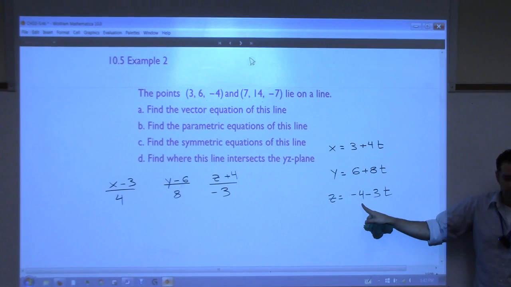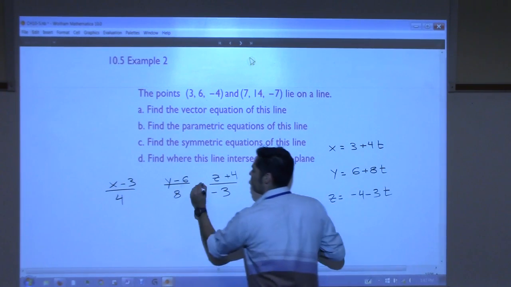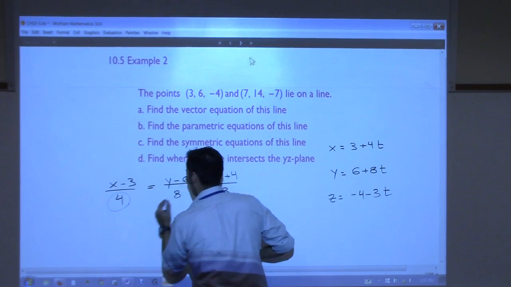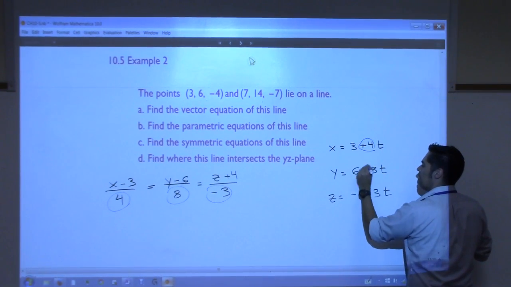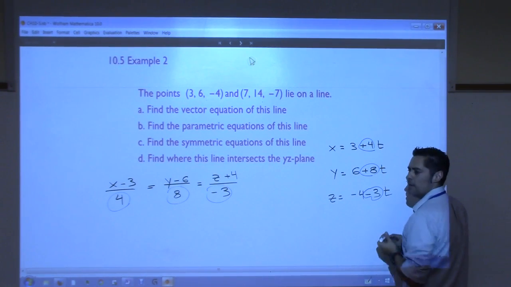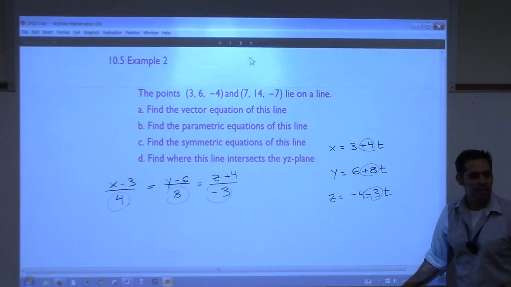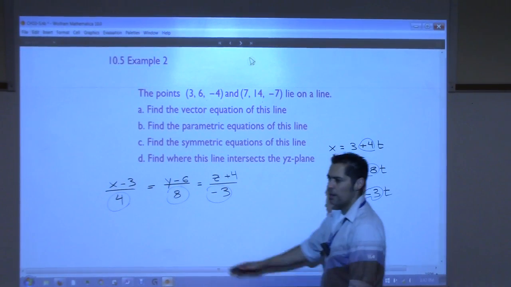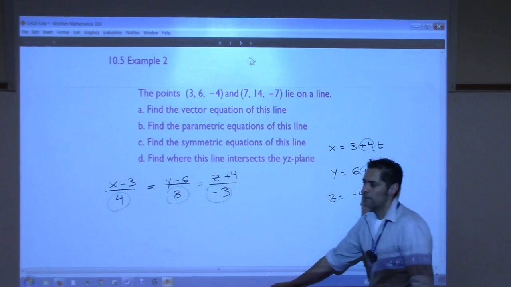Right? And since that would be solving each of them for t, that means we can set them all equal to each other. And I will point out again, 4, 8, negative 3, 4, 8, negative 3. If you go back to the vector equation, the coefficients on t are the direction vector. That's the direction of the line, so they're pretty obvious in this. Questions?